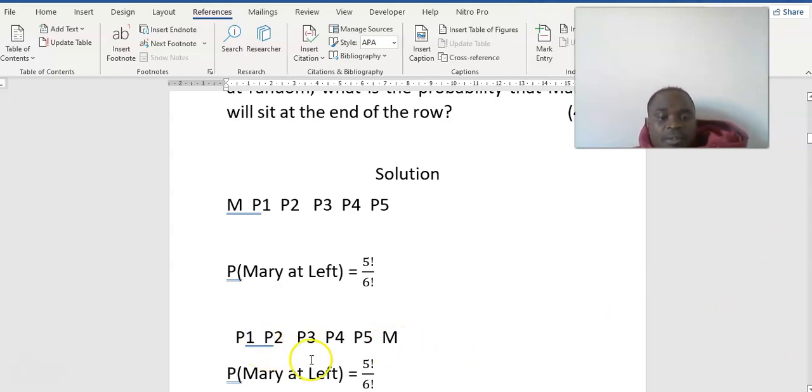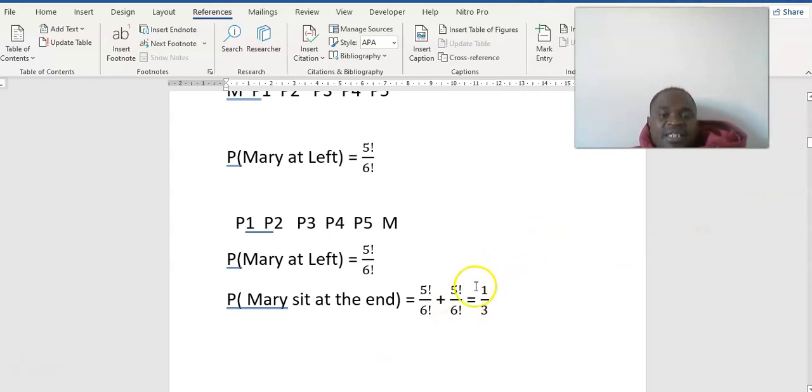Then Mary can also sit at the right, at the end. So you count the total outcome 1, 2, 3, 4, 5, 6. That's 6 factorial. Then Mary here, you don't count it. It's 1. So you count this 1, 2, 3, 4, 5. You don't count this one, because the rest can swap around. This one cannot swap. It will remain there.